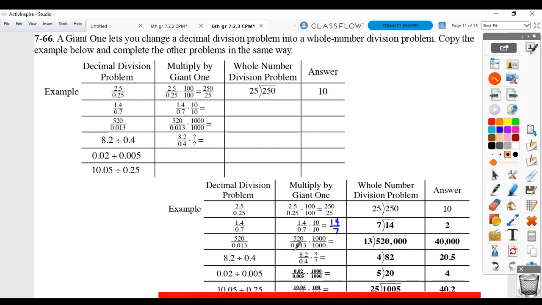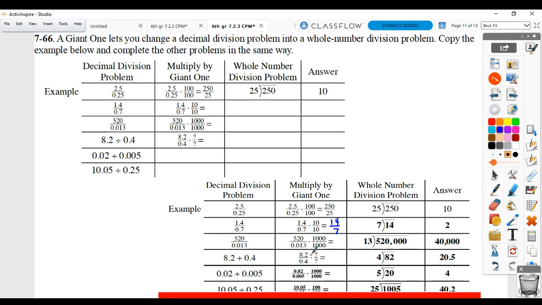Here, again, we do not want to divide by 13 thousandths. First of all, we don't want a decimal within our fraction, but also when we do long division, we don't want it that way either. So we multiply by 1,000 over 1,000, and then you get 520,000 divided by 13. So again, moving your decimal 3 places to the right in both values. When you divide that, you get 40,000.